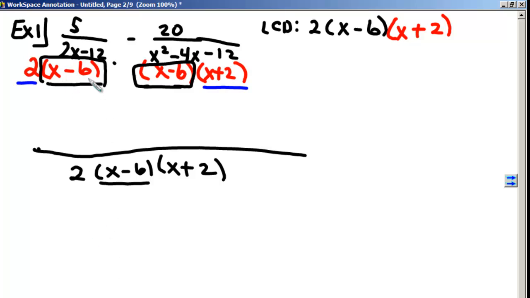What do I need in the first fraction to make that denominator look like this denominator? We are missing an x plus 2. So we're going to multiply both top and bottom of the expression by x plus 2. Now we look at the second fraction. What is missing in this denominator that's in this denominator? We can see that it's a 2. So I need to multiply my top and bottom by 2.